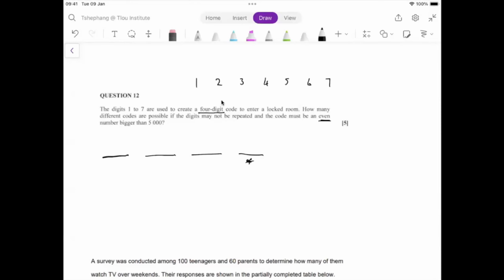Anyone in the chat? Just how many options can we put? How many different numbers can we put in this position? Let me say this is position 1, this is position 2, 3, and 4. In position number 4, how many different numbers can I put for me to get an even number?